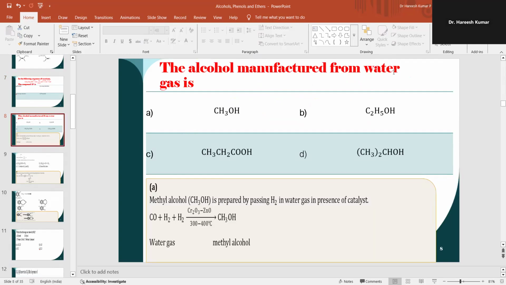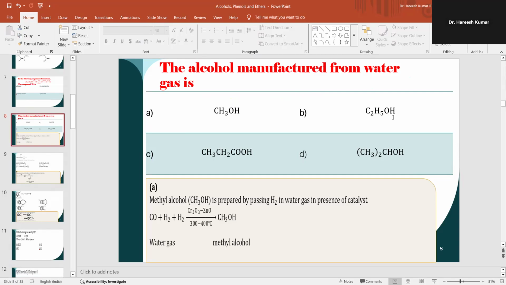The alcohol manufactured from water gas is methanol. Why? Because methanol is prepared by passing hydrogen gas with carbon monoxide in the presence of a catalyst. Carbon monoxide reacts with hydrogen in the presence of a catalyst to give alcohol. This is one of the examples of environmental green chemistry, where gaseous molecules are converted into liquids.